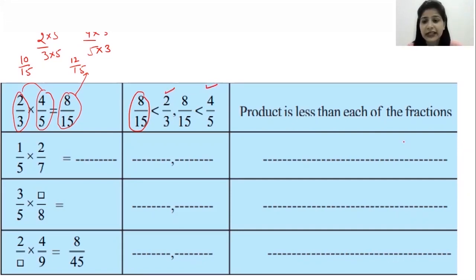Yes, so the product is less than each of the fractions. This is the result that we have reached. Let's check it for the other fractions as well.